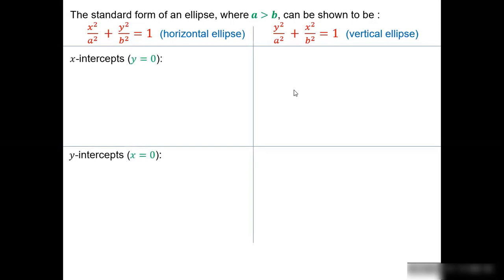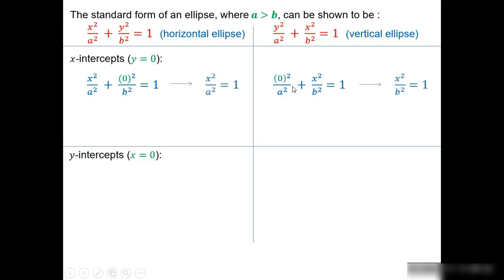Now we're going to start off by trying to find the x and y intercepts of these functions. So let's start with the horizontal ellipse. Notice that in order to find x-intercepts, we're simply setting the y-coordinate equal to 0. Now in this case, the y-coordinate is over the b term, while over here it's over the a term. So notice that entire term is going to cancel over here, leaving me with x squared over a squared equals 1, while over here we're left with x squared over b squared equals 1.